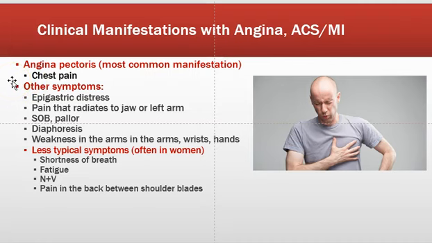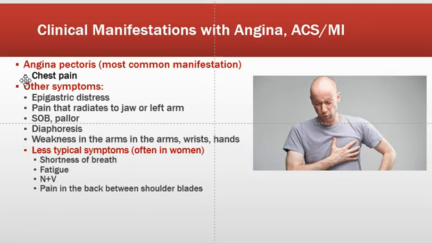Now there are people who have atypical symptoms, and we'll talk about that in a second, but other associated symptoms people may have are epigastric distress, pain that radiates to the jaw or the left arm, shortness of breath, pallor, meaning paleness, and diaphoresis, where they get sweaty. Sometimes they'll have a weakness in the arms, wrists, and hands. So just a weird weakness or numbness. Some people will call it numbness.